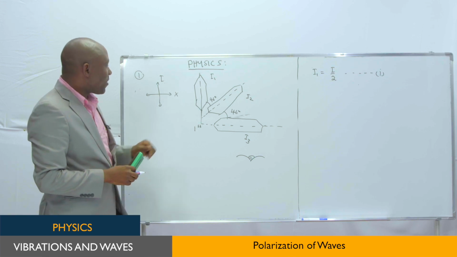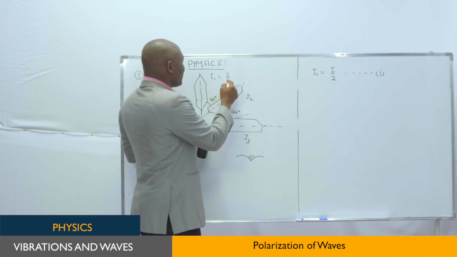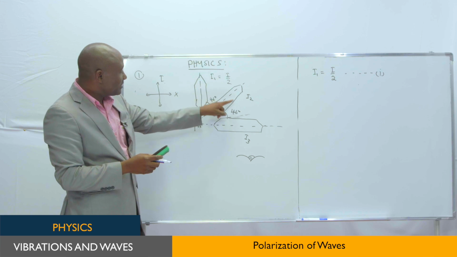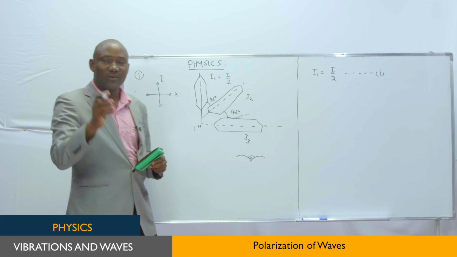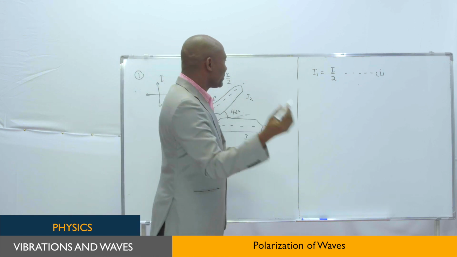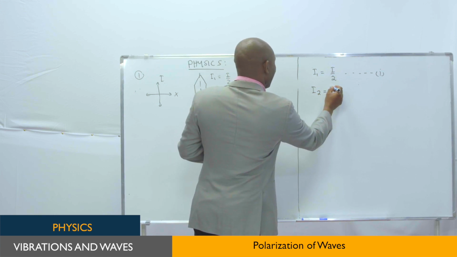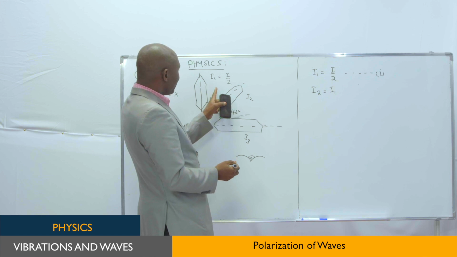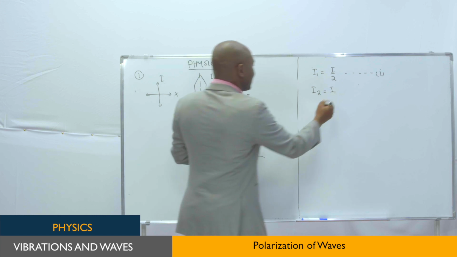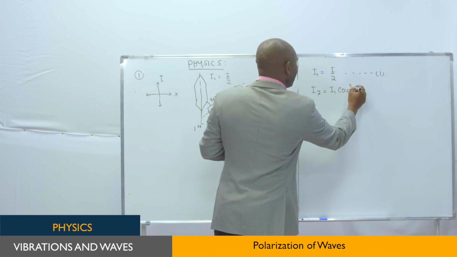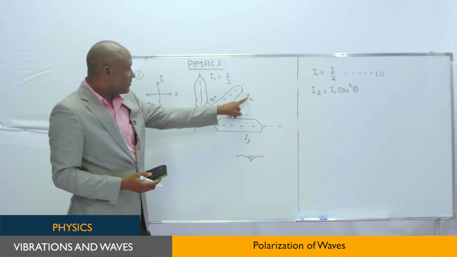Then how much of this I over 2, which has been allowed to pass, will pass through the second polarizer? The angle between them is now 45. That's where you're supposed to apply Malus's theorem. So the formula says I2 equals I1. We don't go back to the origin. You're starting from I1 to I2. What passes through the second polarizer is given by the cosine of the angle squared. That's the theorem, but I2 is what we are looking for.